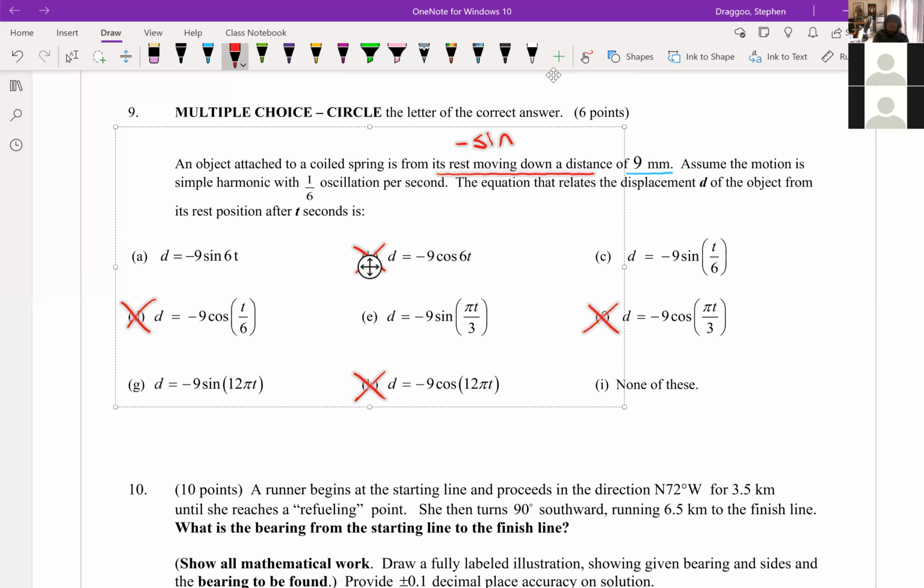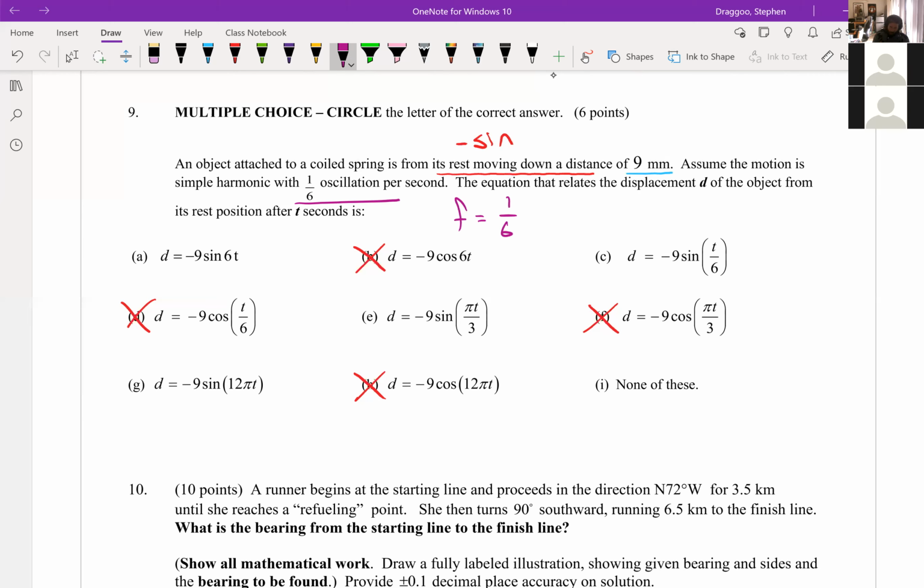Let's change that to a new color. Okay, try that one more time. We assume the motion is simple harmonic with 1/6 of an oscillation per second. I labeled it in the wrong color and confused myself. That means that the frequency is 1/6, right? Not the period. Whoops. So it's 1/6 of an oscillation per second.